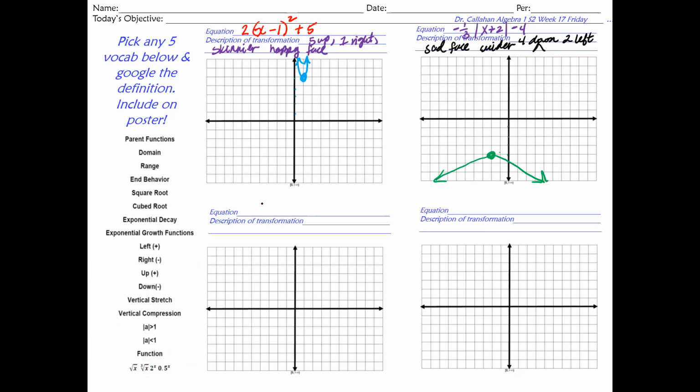Okay, next thing we talked about was cubed. If I do something like negative x cubed, just like that, what is the description? It is going to be starting at the origin. This is when it's positive. If it's negative, you will have to reverse it like that. So graphing this, it's just going to be like this.